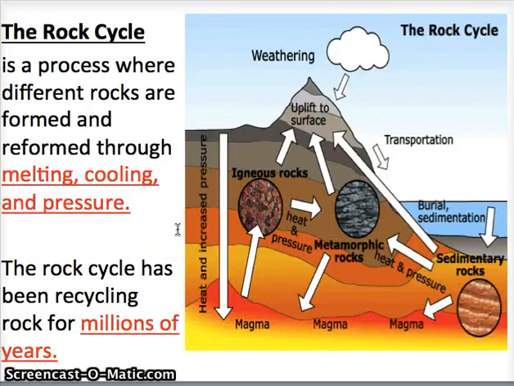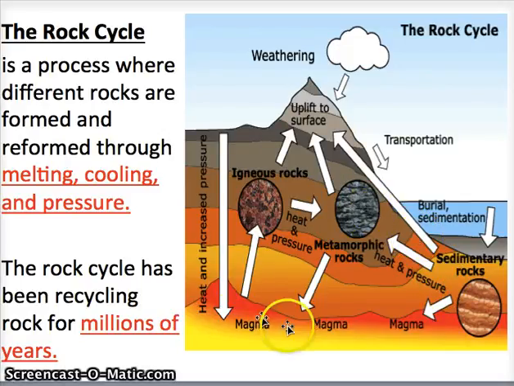So the rock cycle is a process where different rocks are formed and reformed through melting, cooling, and pressure. Here's a picture of the rock cycle. And this has been going on for millions of years, and it's the reason why the Earth has been changing for so long. The Earth that we see today is different from the Earth that was here hundreds of years ago. And it's because the rocks are constantly changing on the surface of the Earth.